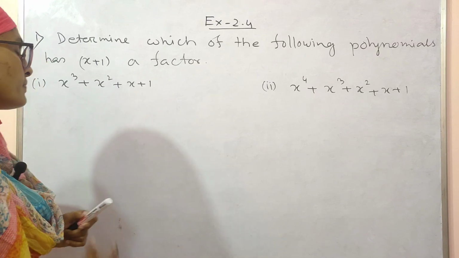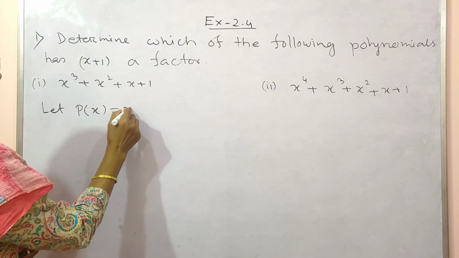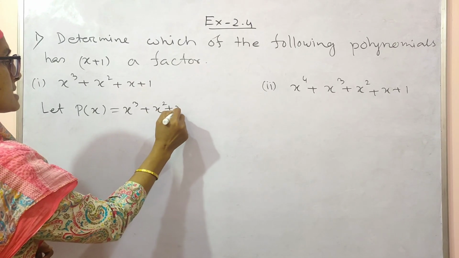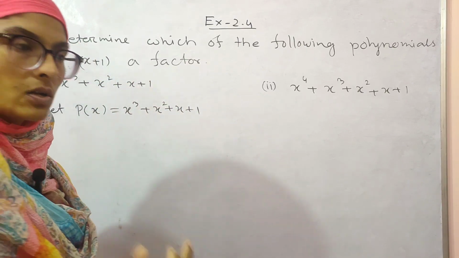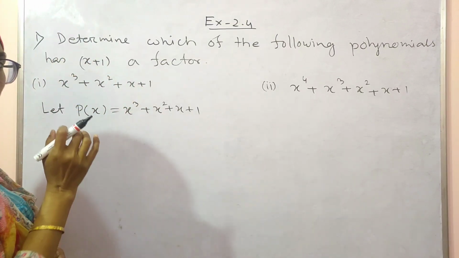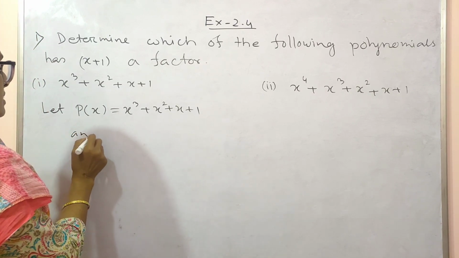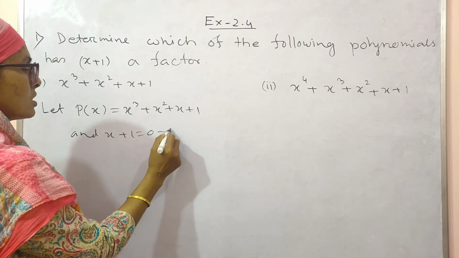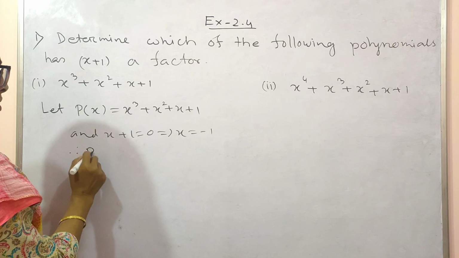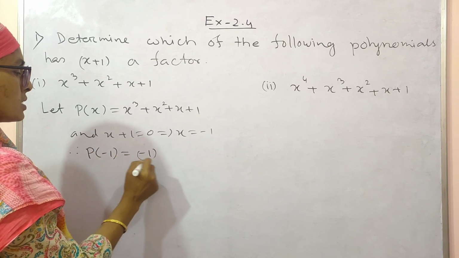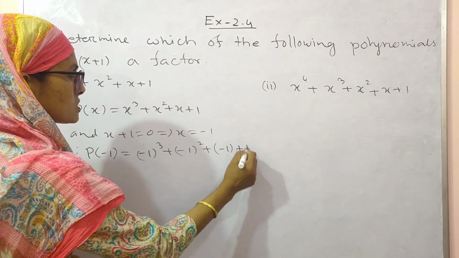The polynomial is this. So, let p(x) equal to x cube plus x square plus x plus 1. And here you have to check whether x plus 1 is a factor or not. So for x plus 1 to be a factor, you have to put the value of x equal to minus 1. So you can write x plus 1 equal to 0, or x equal to minus 1. Putting the value of x, therefore p of minus 1 is minus 1 cube plus minus 1 square plus minus 1 plus 1.